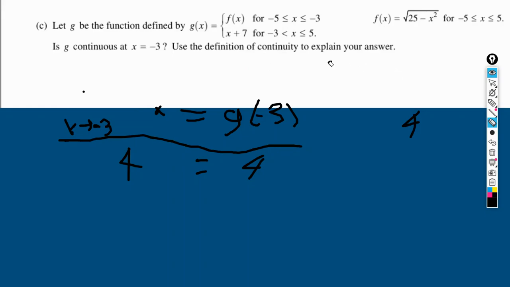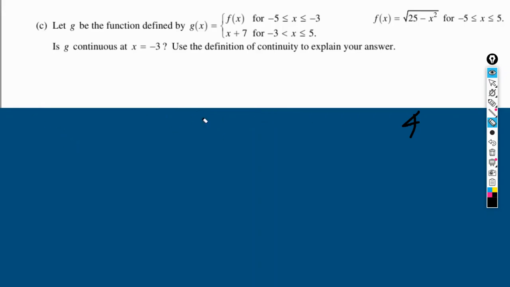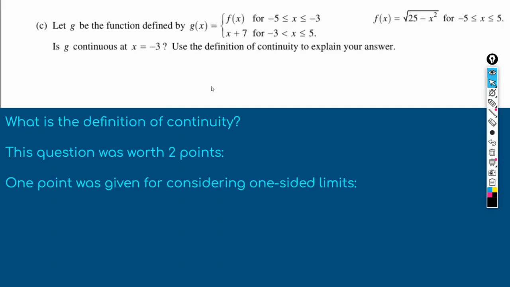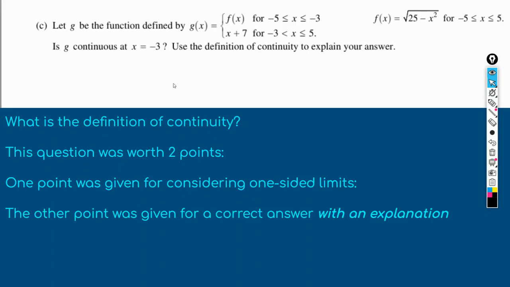I have some notes about the response here. The definition of continuity, as I said, is when a function's limit exists and is equal to the function's value. It was worth 2 points. 1 point was given for considering one-sided limits, and the other point was given for a correct answer with an explanation. That is it.